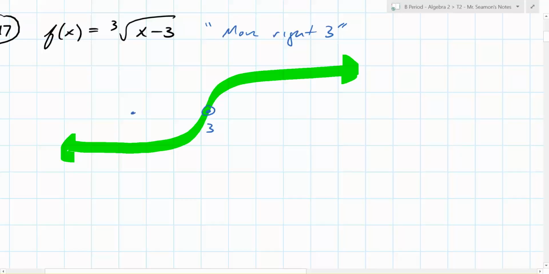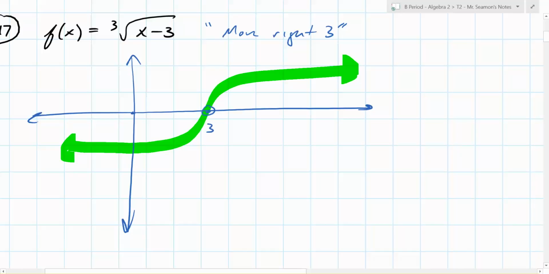So let's say 0 is right over here. Wait, it's -3, so shouldn't it be? Nope. Moves 3 to the right. Think about it this way. What number do you plug in to make that 0? 3. That's how you think about it. So that right there, what's the domain of this function?